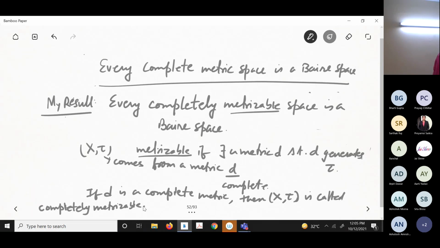So what actually do we do in our proof? Proof of this result: the first one and the second one differ in the first line. Here I said since every completely metrizable space is a Baire space, I will start with this. Since this is completely metrizable, there exists a complete metric D, so that we can start with this complete metric space. After that, it will be the proof on this complete metric space. So this is the only change in the first line.